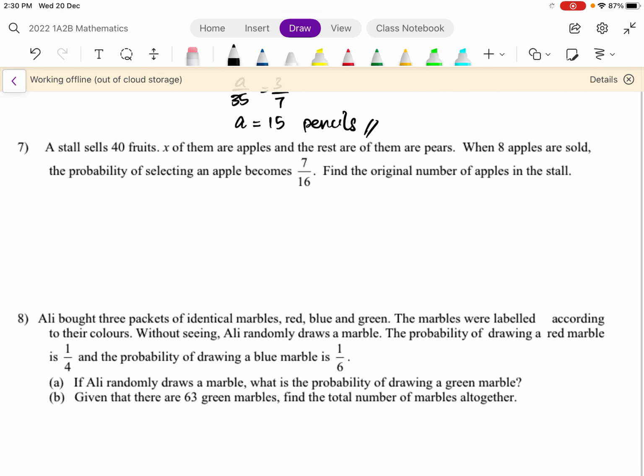Okay, question 7. A store sells 40 fruits. X of them are apples, the rest are pears. We're going to sell 8 apples, so the final number of apples becomes X minus 8. Then, after they are sold, the probability of selecting an apple becomes 7 over 16. So find the original number of apples, meaning find the value of X.